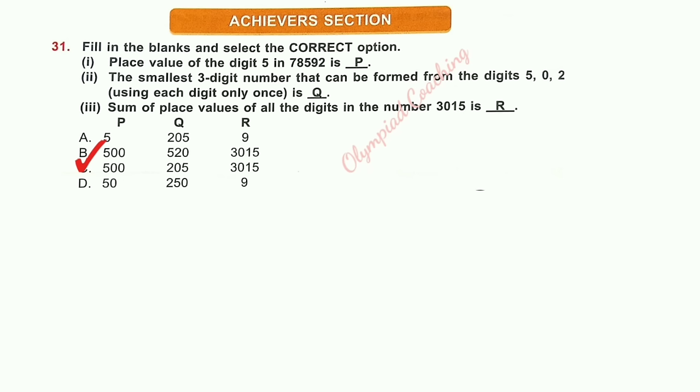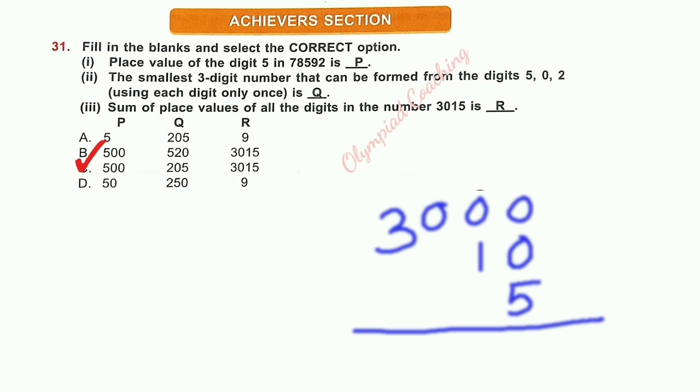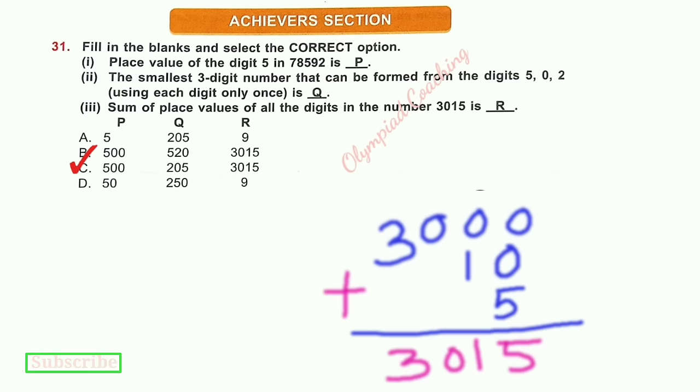B is cancelled. Let us check statement 3. Sum of place values of all the digits in the number 3015 is R. Place value of 3 is 3000. Place value of 0 equals 0. Place value of 1 is 10. Place value of 5 is 5. Adding all, we get 3015. Here in option C, it is also 3015.